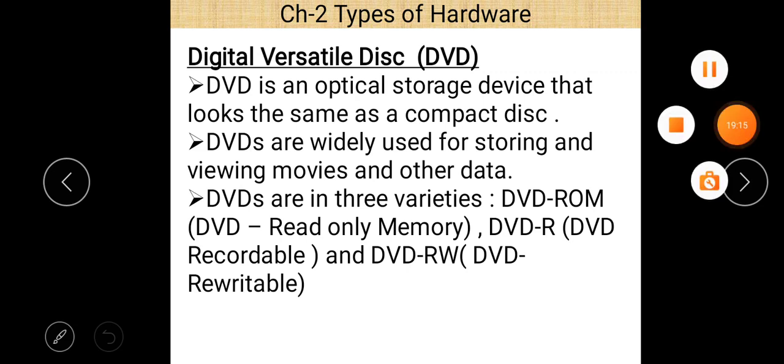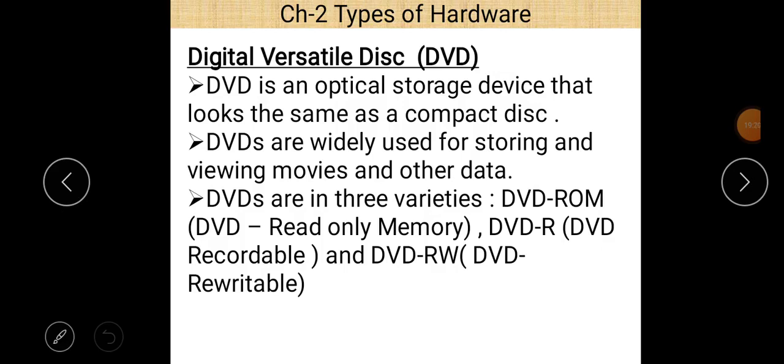Next is the digital versatile disk, also called DVD. So DVDs look the same as CDs, and data can be stored on them. This type of storage device also works on optical medium. So it is an optical storage device that looks the same as the compact disc. The only difference is in terms of the density of the data. We can store much more data as compared to the CD, and DVDs are widely used for storing and viewing movies and other data. And DVDs come in three varieties.